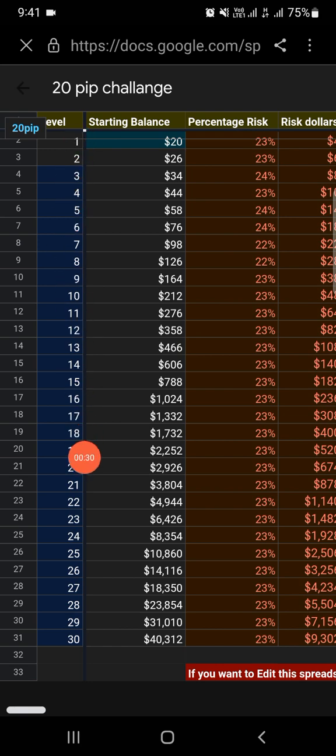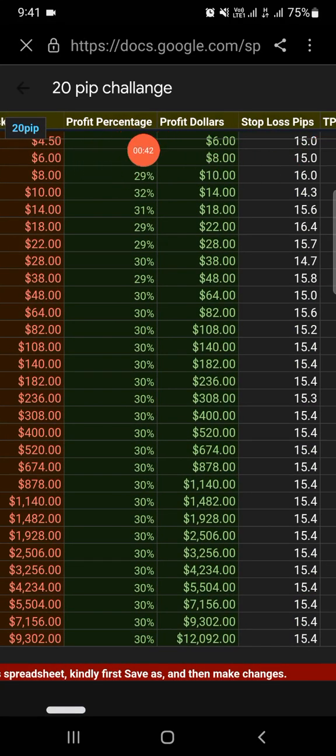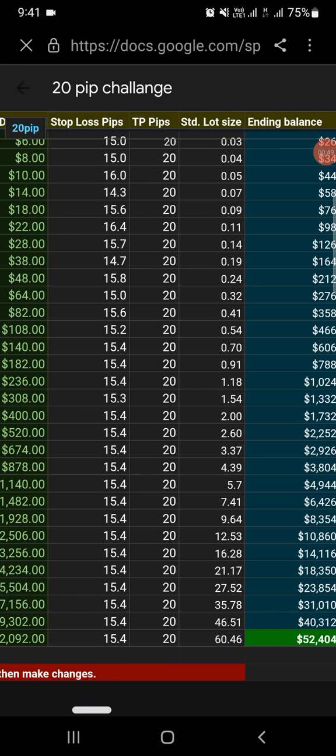So here we have 30 trades, 1 to 30, and we have a starting balance of only $20. Okay, so we are risking 23%. If we lose this trade, we take a loss of $4.50, and we are getting a profit of 30%. If we win, we will get $6. Our stop loss is 15 pips, 14.3, 16 maximum, and our take profit is a fixed 20 pips.